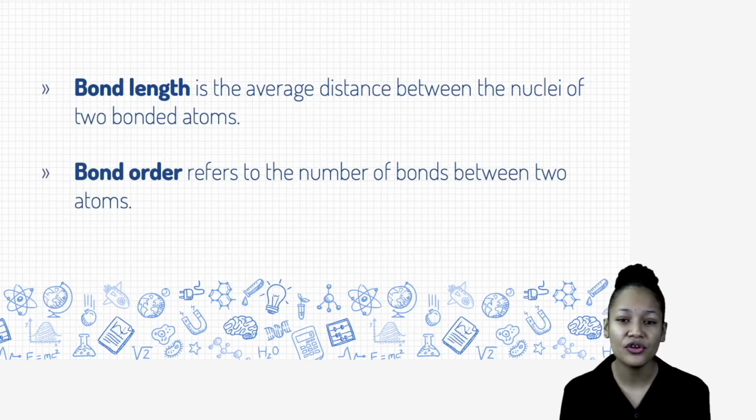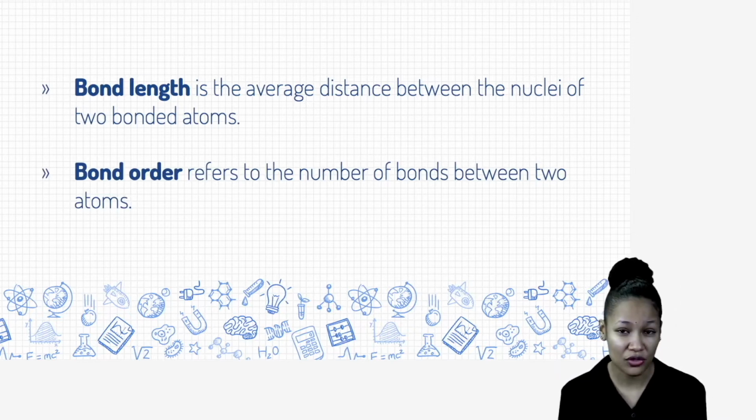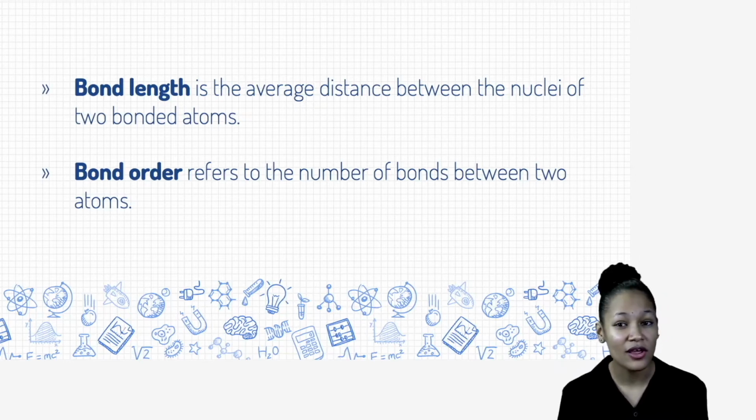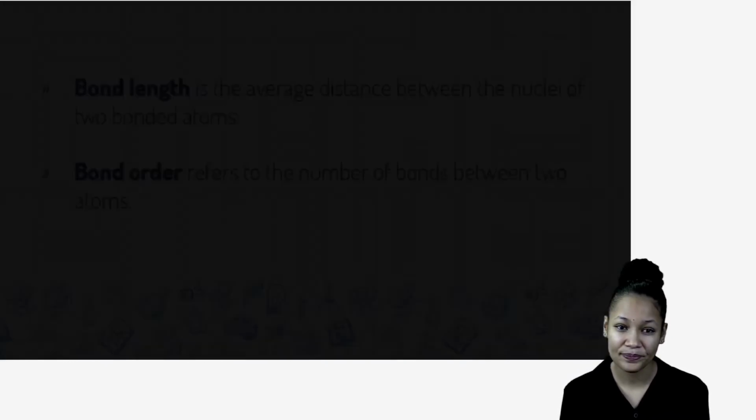Bond order refers to the number of bonds between two atoms. Bond order is given as numbers 1, 2 or 3, where 1 represents a single bond, 2 is a double bond and 3 is a triple bond.